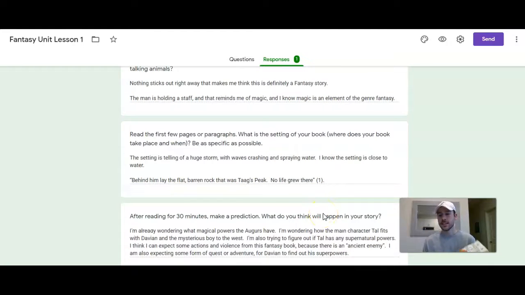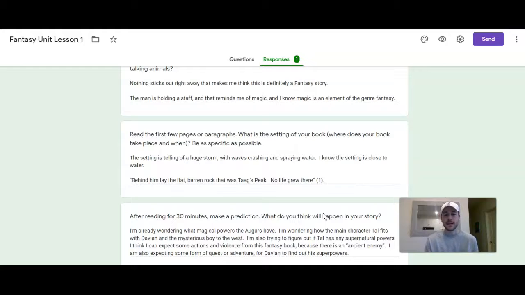The last is a challenge question. So sometimes the last question on these forms is going to be more difficult. Just do your best. That's all I ask of you. So today's challenge question, it says after reading for 30 minutes, make a prediction. What do you think will happen in your story? And what are your wonderings?